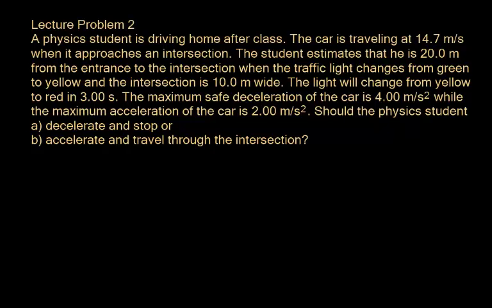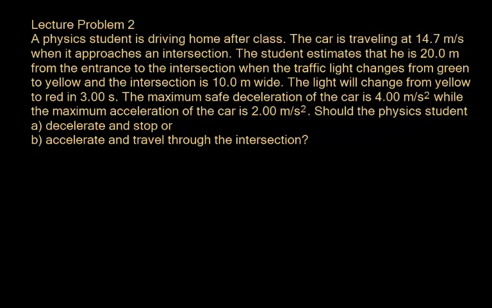Lecture problem 2. A physics student is driving home after class. The car is traveling at 14.7 meters per second when it approaches an intersection. The student estimates that he is 20 meters from the entrance of the intersection when the traffic light changes from green to yellow, and the intersection is 10 meters wide. The light will change from yellow to red in 3 seconds.